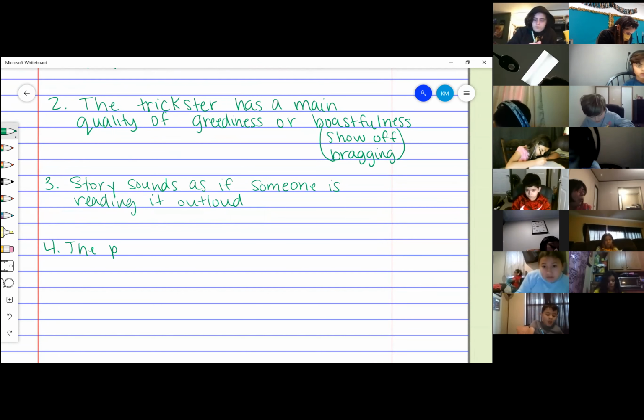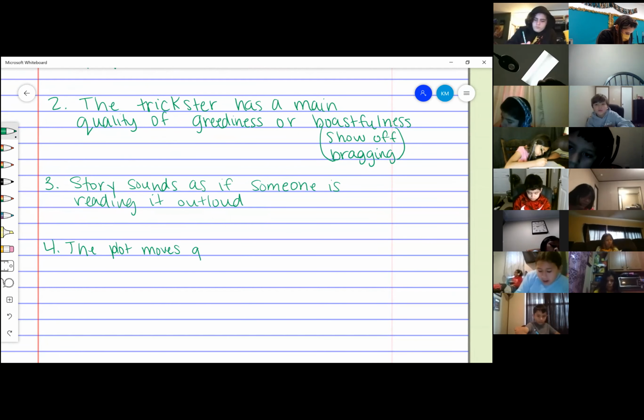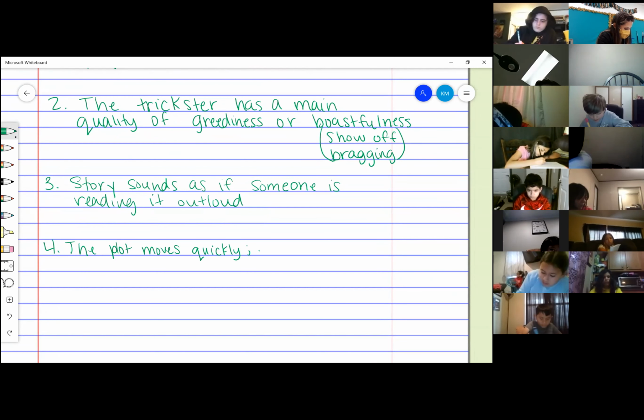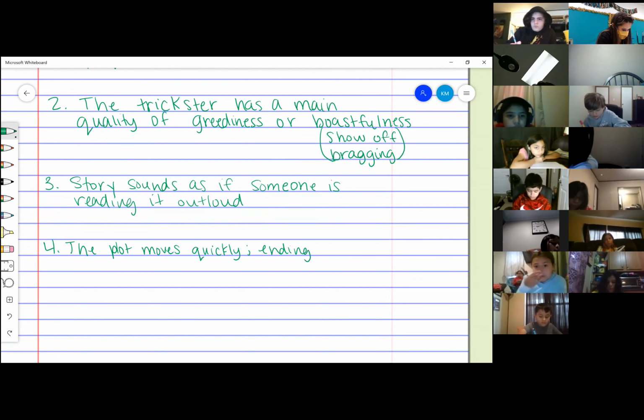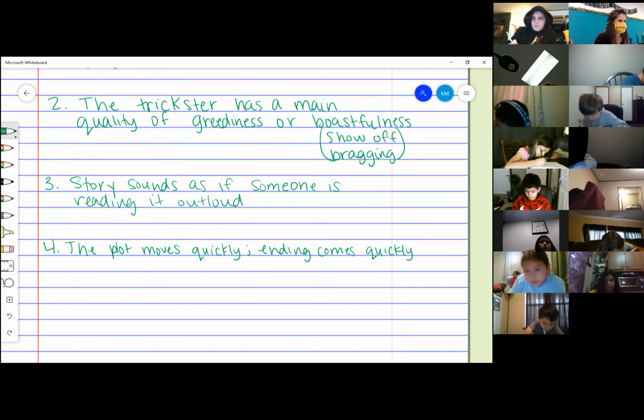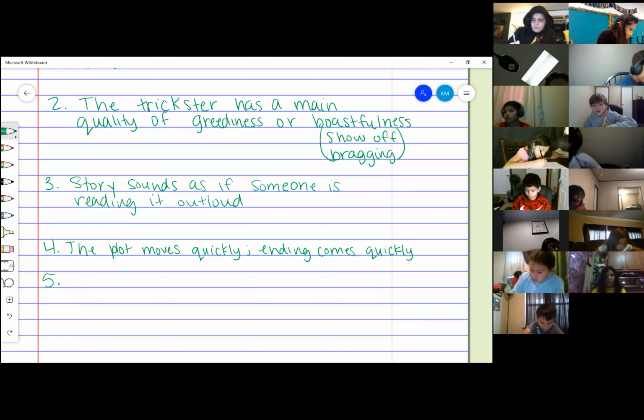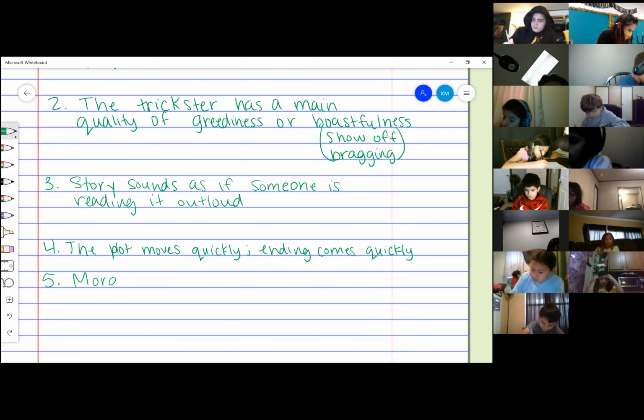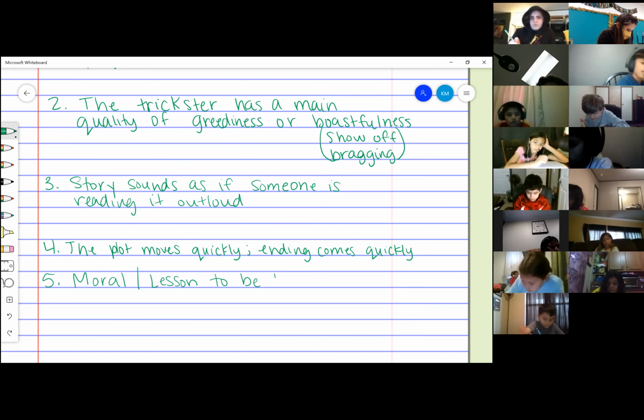The plot moves quickly. The ending comes quickly. It's a quick story. And lastly, there is a moral or a lesson to be learned.